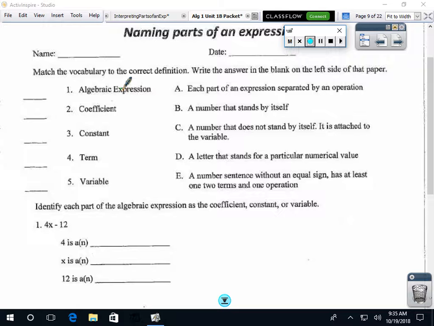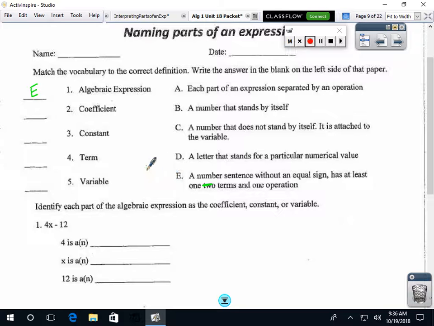Algebraic expression. What is the definition of it? E is correct. A number sentence without an equal sign has at least one, that doesn't make sense. It says it has at least 1 2 terms and 1 operation. It probably needs to say has at least 2 terms and 1 operation, but that's just a bad definition because an algebraic expression doesn't even have to be 2 terms. Okay? So has at least 1 term is sufficient.